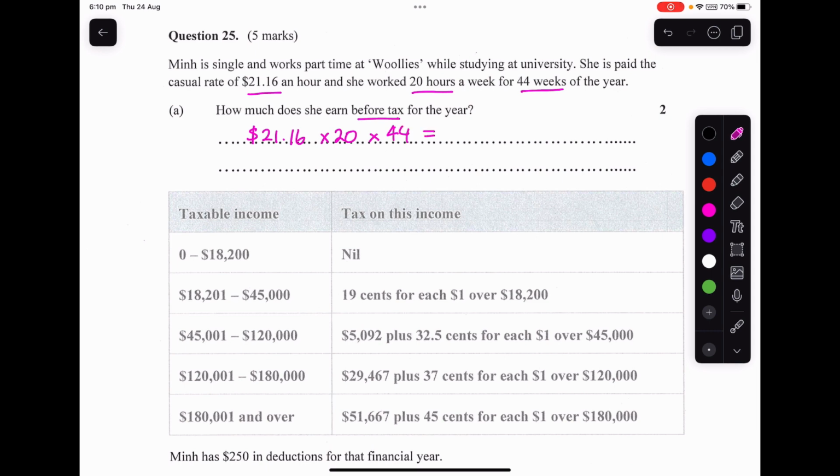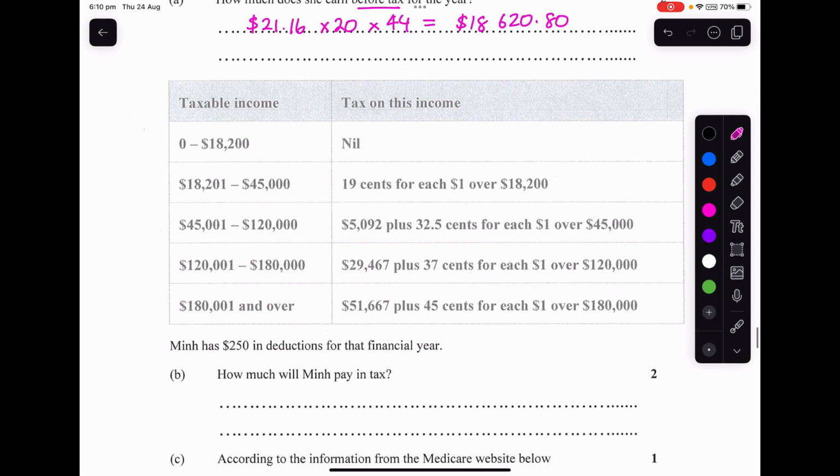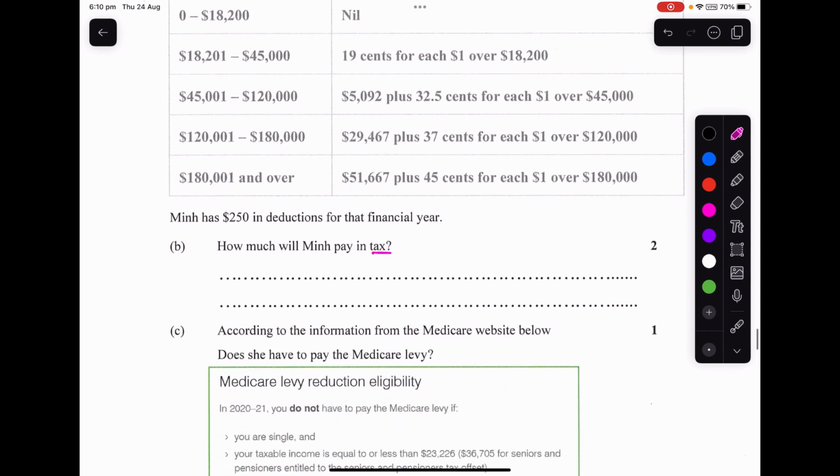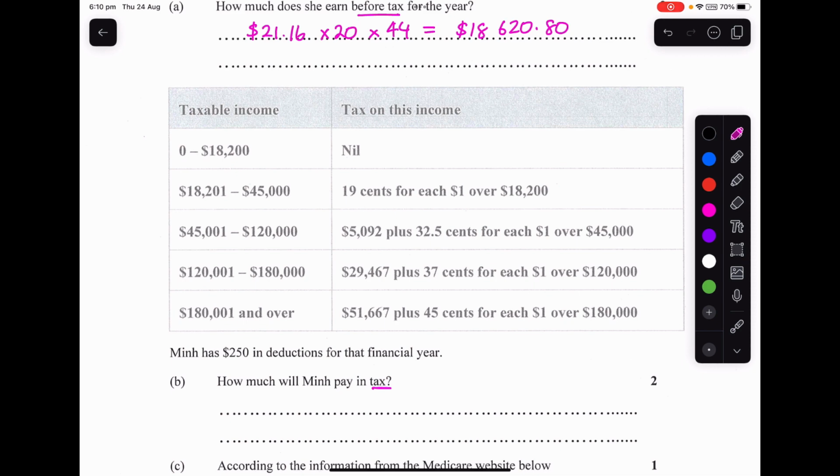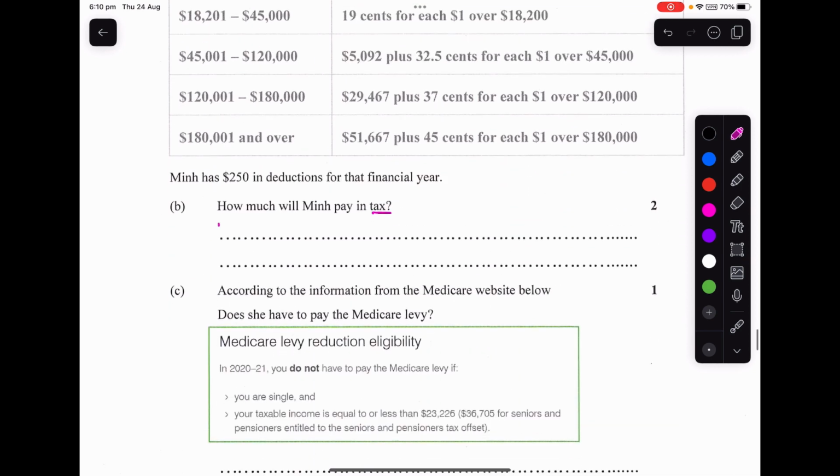So if we multiply all of those, we end up with $18,620.80. Now, it says down here, Ming has $250 in deductions for the financial year. How much will Ming pay in tax? Okay, so we've got a couple of steps we need to do. First off, let's take her number, $18,620.80. The first thing we need to do is find her taxable income.